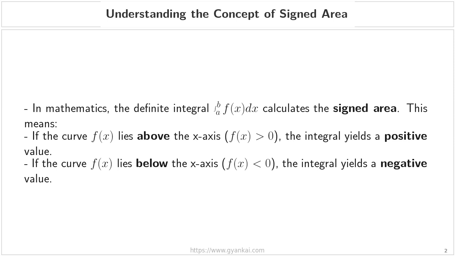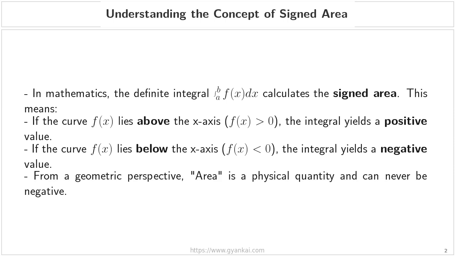If the curve f of x lies above the x-axis, meaning f of x is greater than 0, then the integral will yield a positive value. However, if the curve dips below the x-axis, where f of x is less than 0, the integral will yield a negative value. Now I know what you might be thinking, but teacher, how can an area be negative? This is where we have to separate pure calculus from geometry.